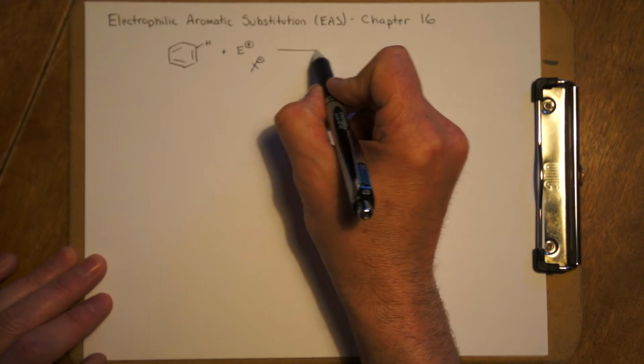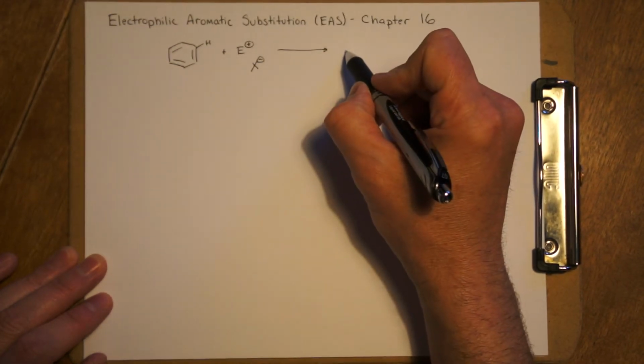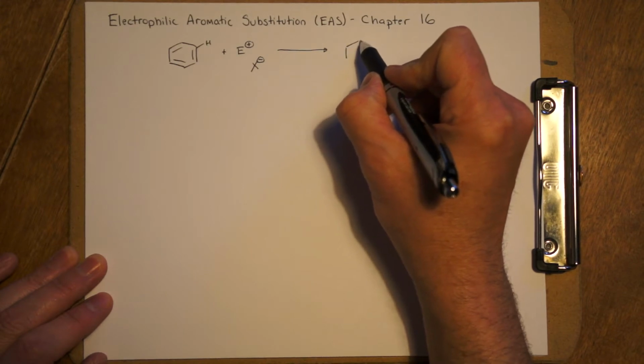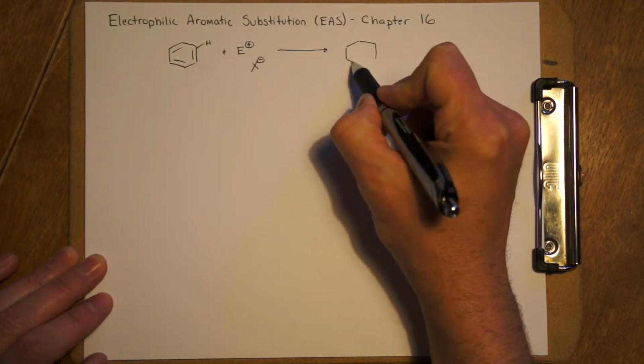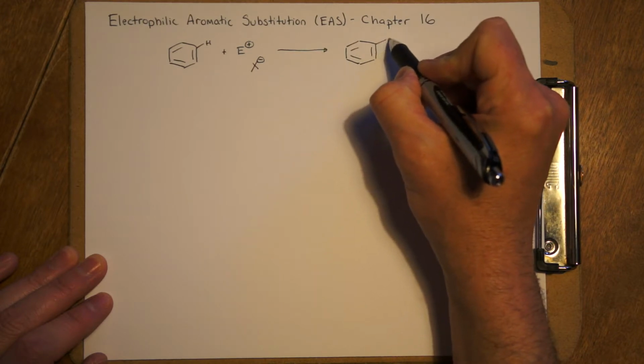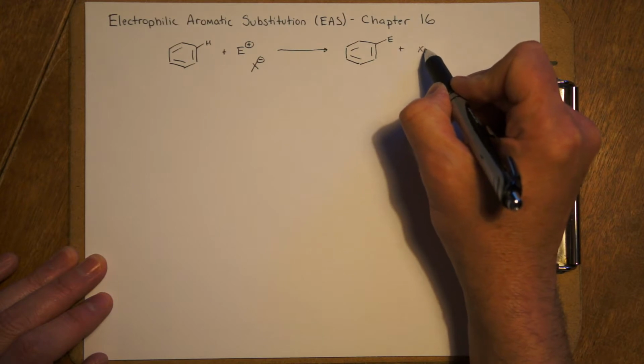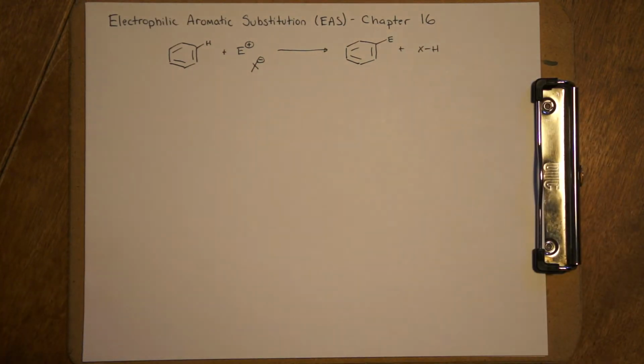And when these react, what happens is you get a substitution where the hydrogen on the starting material is substituted with the electrophile, which is one of the reactants, right? And then you end up with an acid at the end of the reaction just to balance everything out.